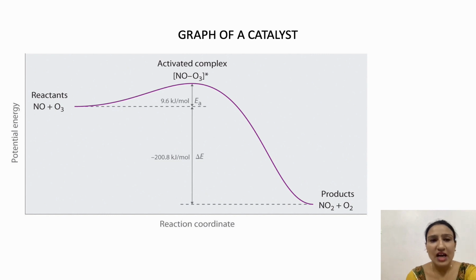Now this is a graphical representation of a catalyst. Here the graph is between potential energy and reaction coordinate. You see the reactant here, and the reactant completely changes into a product by achieving the activated complex, or highest energy level. With the addition of a catalyst, this reactant changes into product easily. So this graph shows the activity of a catalyst by changing from reactant to product by achieving the maximum energy level, the activated complex.